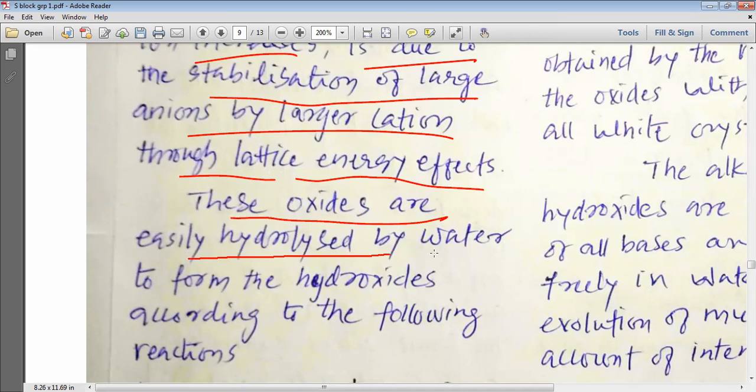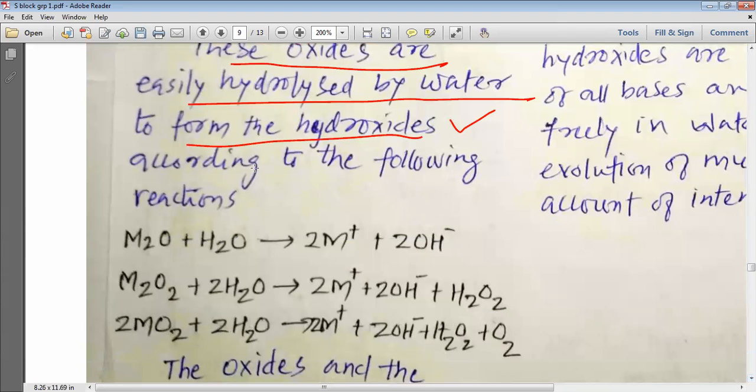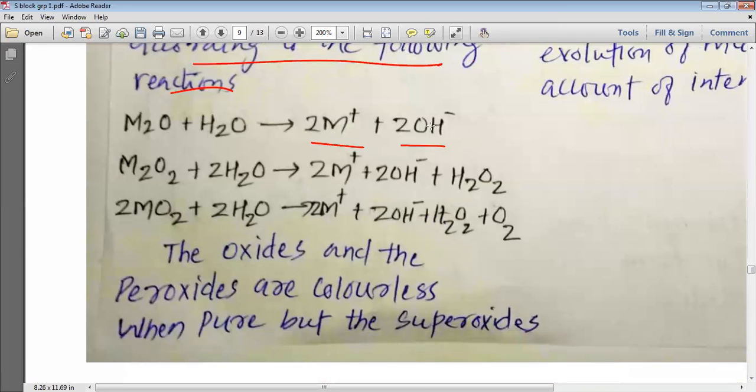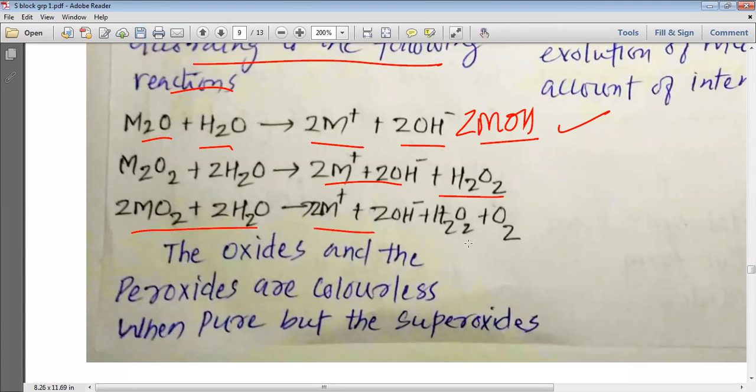These oxides are easily hydrolyzed by water to form their hydroxides. So when these oxides are added to water, they form hydroxides, and according to the following reaction you can see that they form the hydroxide: 2M+ plus 2OH minus, which simply gives us 2MOH. Please remember, it is actually 2MOH written here. So when oxide reacts with water, it produces hydroxide directly. If peroxide reacts with water, it produces the hydroxide plus hydrogen peroxide. And if superoxide reacts with water, it produces hydroxide, hydrogen peroxide and oxygen. Please remember, this is very important, my dear students: when oxide reacts with water, it produces hydroxides, and when peroxide reacts with water, it produces the hydroxide plus hydrogen peroxide.